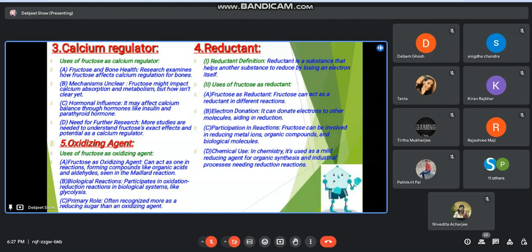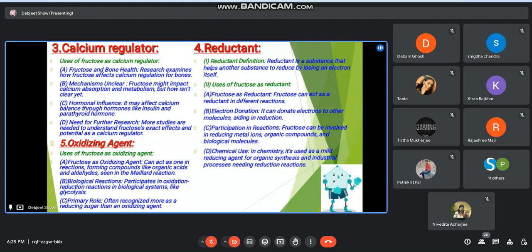Electron donation: it can donate electrons to other molecules, aiding in reactions. Participation in reactions: fructose can be involved in reducing metal ions, organic compounds and biological molecules. Chemical usage: in chemistry, fructose is used as a mild reducing agent for organic synthesis and industrial processes needing reduction reactions.